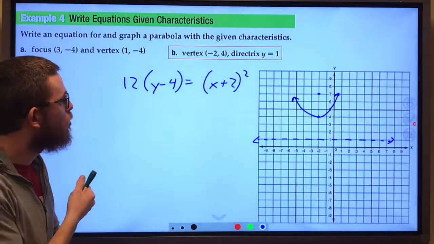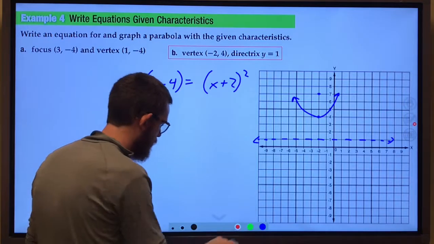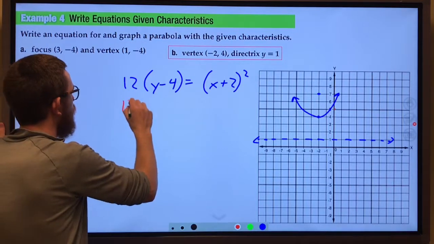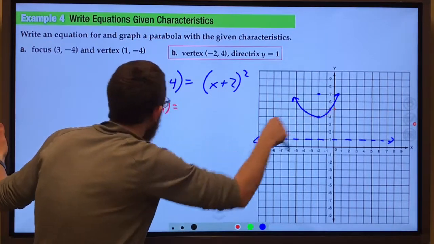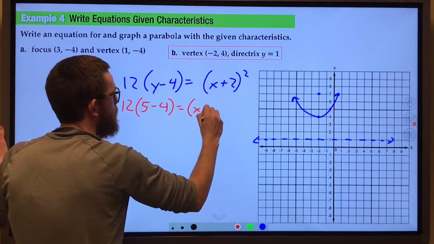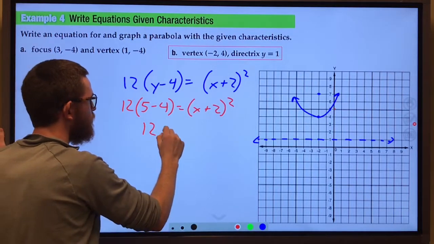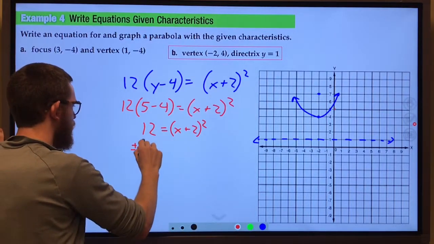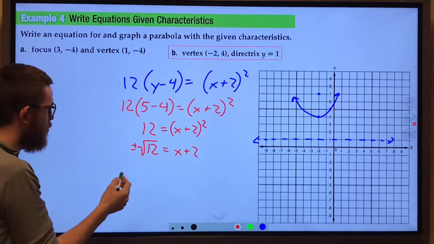Once again, we could get some more points. If you really want to see what that might look like, let's put in 5 for y. 5 minus 4 is 1 times 12 is 12. Take the square root of the other side. We have positive or negative root 12 equals x plus 2. We, of course, would have to subtract 2 from both sides.